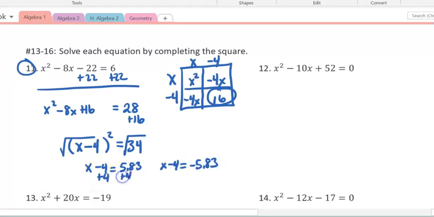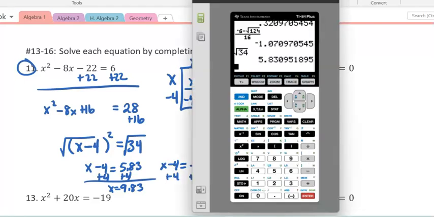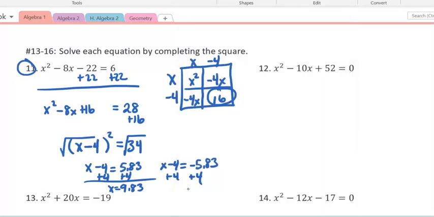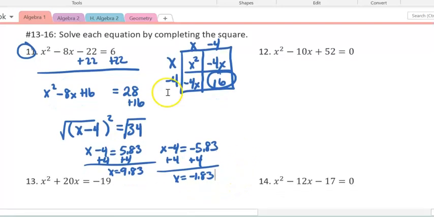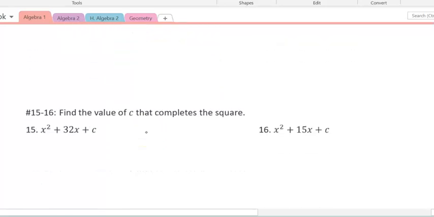You add the 4, so one of my answers is 9.83, and add the 4 here, so negative 5.83 plus 4 is negative 1.83. That's our two answers. So get the C value away because you want to choose your own number here to complete the square. Once you find that number, it goes on both sides to stay balanced. You rewrite the left side as parentheses squared, and then you solve using the square roots.